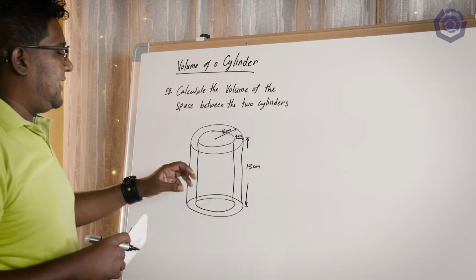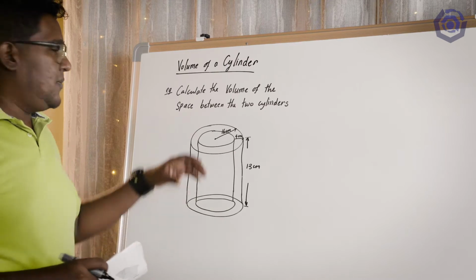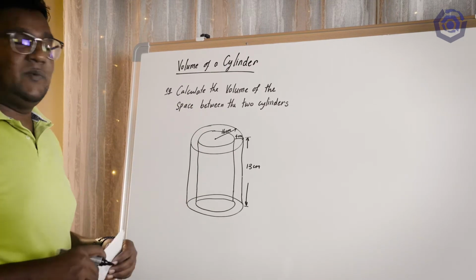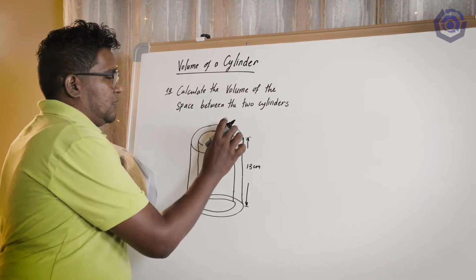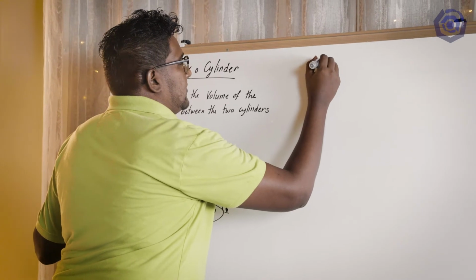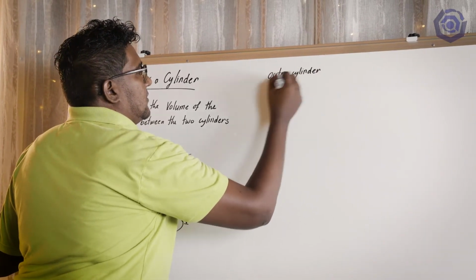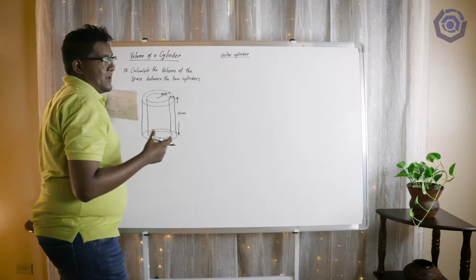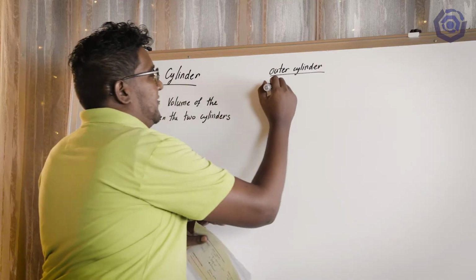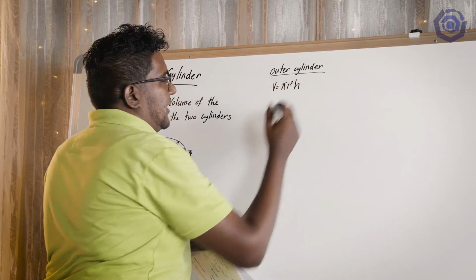So let's find the volume of the space between our two cylinders so that we could know how much stuff needs to go in to fill our molding. So the first thing we're going to find is the volume of our outer cylinder. If you can remember the formula for the volume of a cylinder, that would be V is equal to pi r squared h.